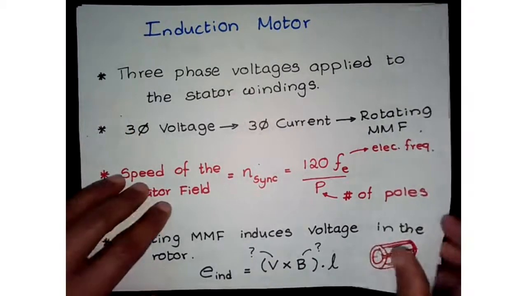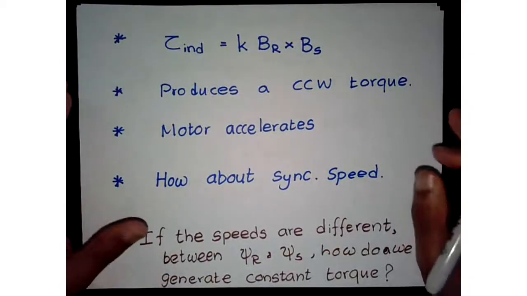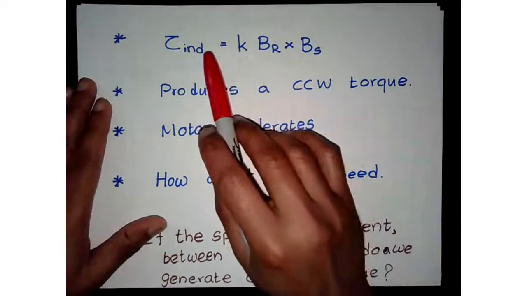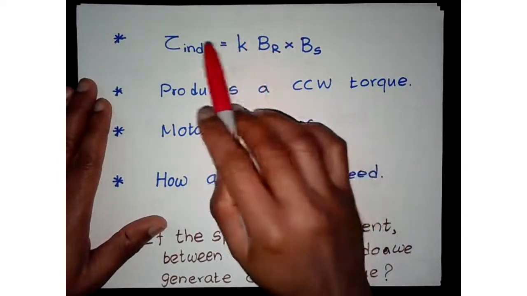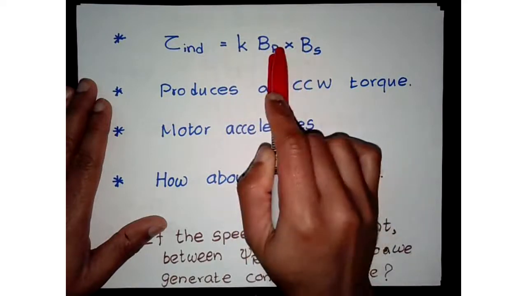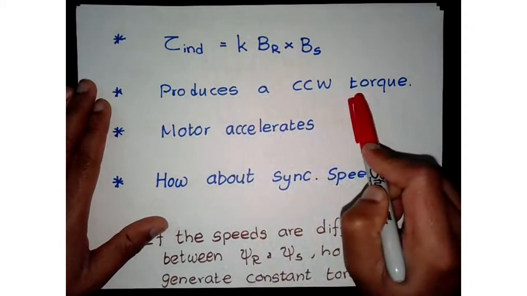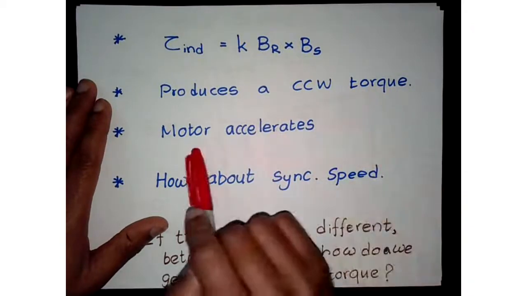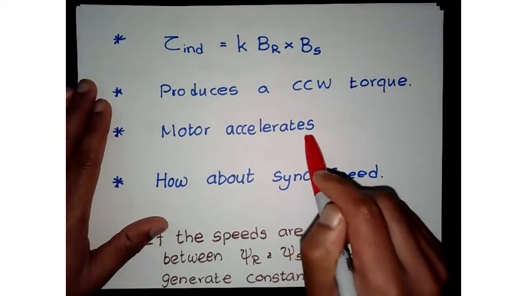So of course we know that if we have a voltage induced in the rotor, it's going to result in a flux in the rotor, right? And the cross product between them gives us a torque. It'll result in a torque, right? And that torque will accelerate the motor. Okay, that will accelerate the motor.